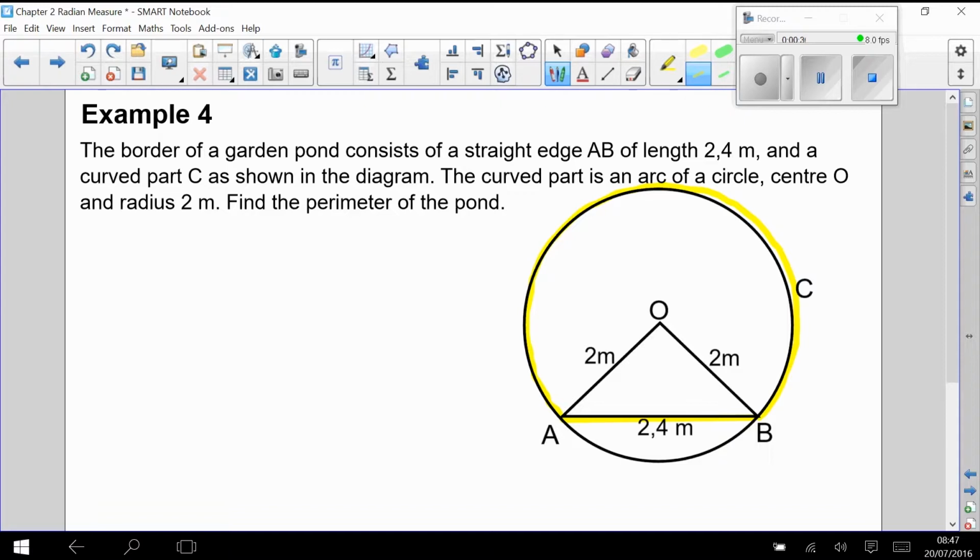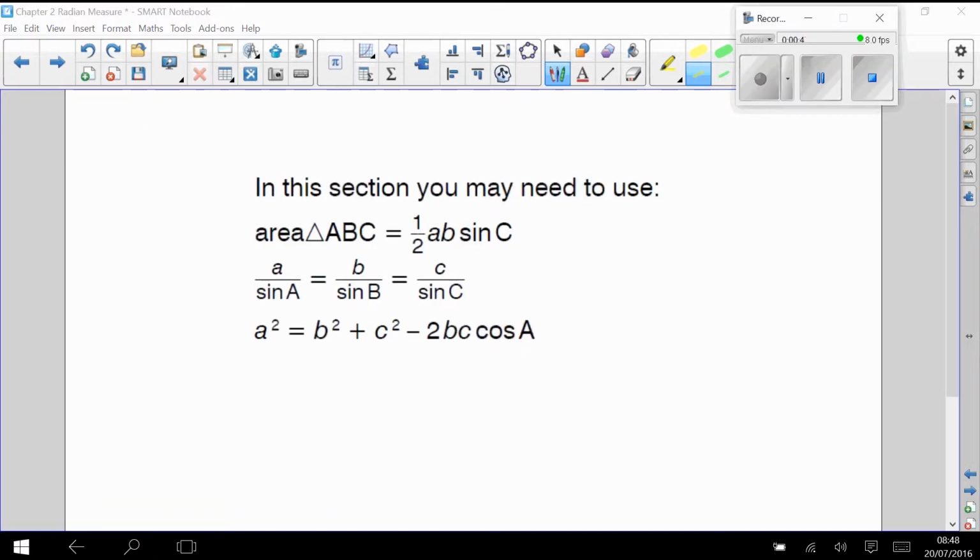So we've got the measurement from A to B, and you can see that the measurement that I need to get is that major arc, which is represented by C. Very often when working in this section, there are 3 other formulae that you need to resort to. You might remember these formulae from trig.